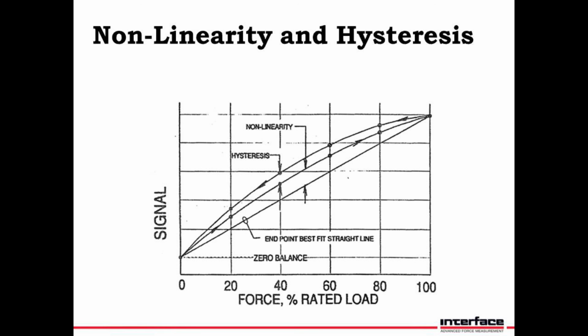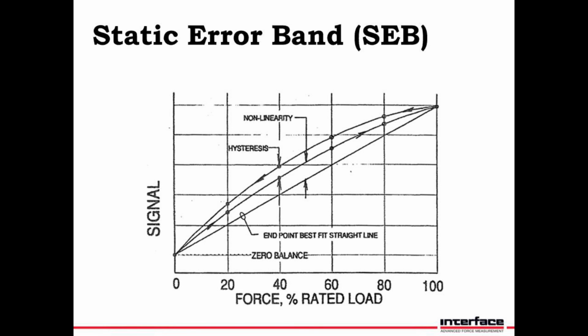In order to determine the nonlinearity, we measure the errors of the ascending values and compare those to the best fit straight line that is drawn through 0 and the reading at capacity, and determine what the nonlinearity error is. For the hysteresis, we take the difference between the results taken at 40% in the ascending and descending runs in order to determine what the hysteresis error is.